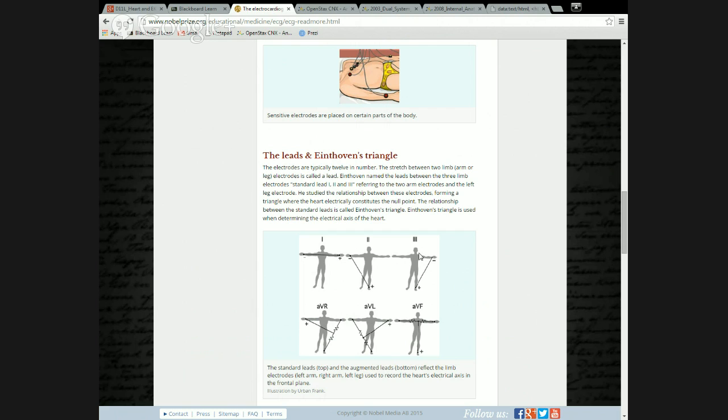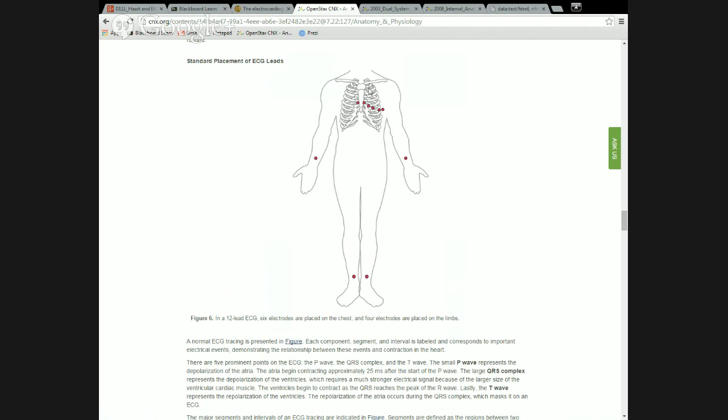I kind of wish this picture was represented slightly differently. A good way to do this is to just draw the triangle from the right arm to left leg to left arm. So you have this triangle that's superimposed on the chest. Each side of that represents a way that you can compare electrical activity from these electrodes. And those are called leads. A lead essentially is any time two or more electrodes are being compared to each other.